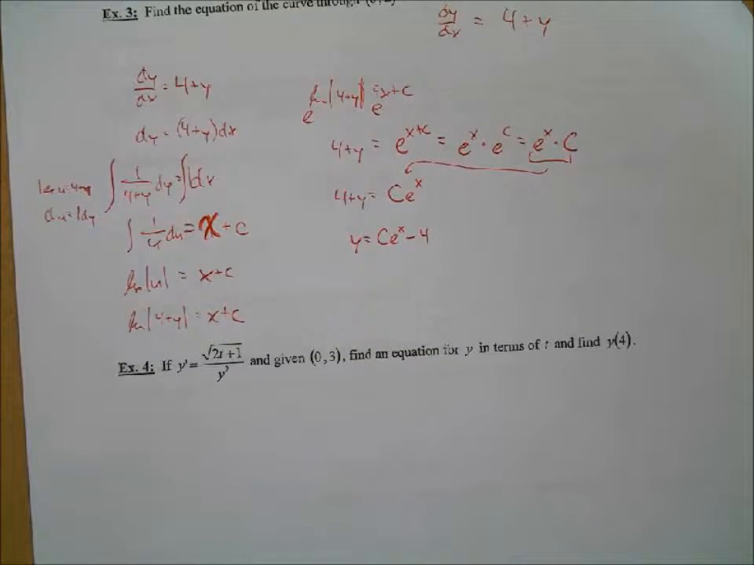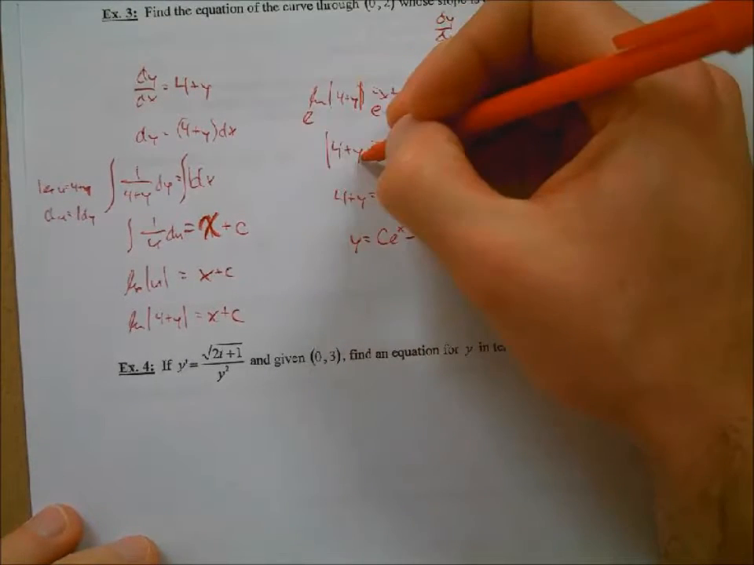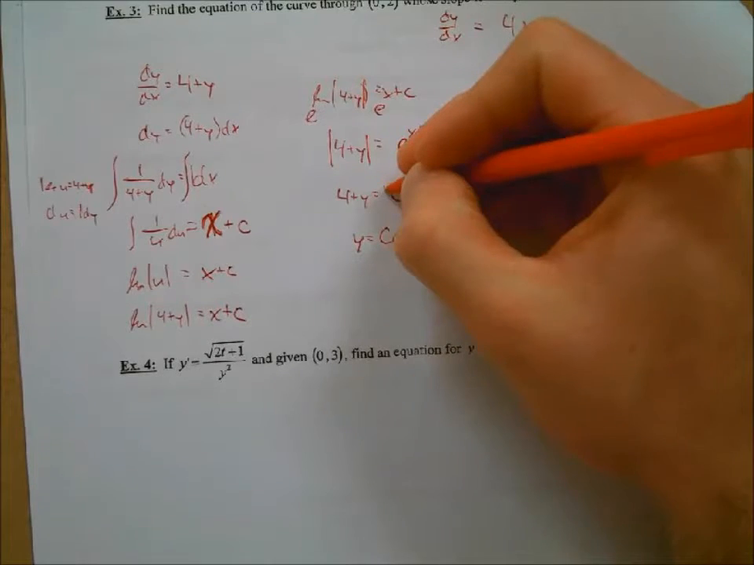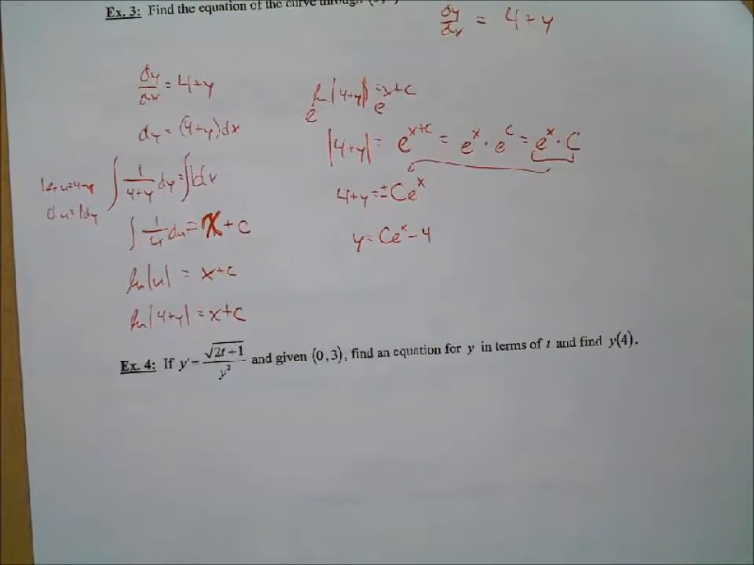Okay, yes, Jill. So you don't really have to worry about the absolute value? I see what you're saying. Let me think. Well, e would always be positive there, but the 4 plus y isn't always positive. You're right. We need to keep that absolute value in there still. But we can drop the absolute value by throwing a plus or minus in front of the c e to the x.